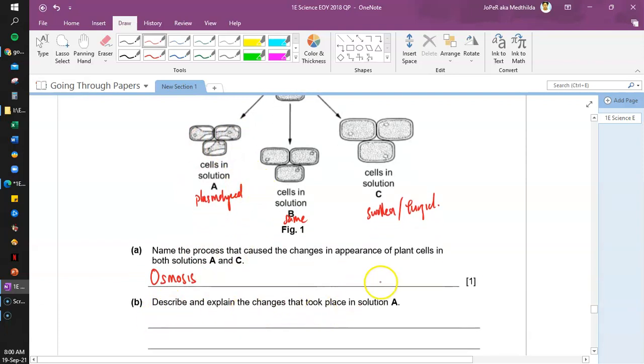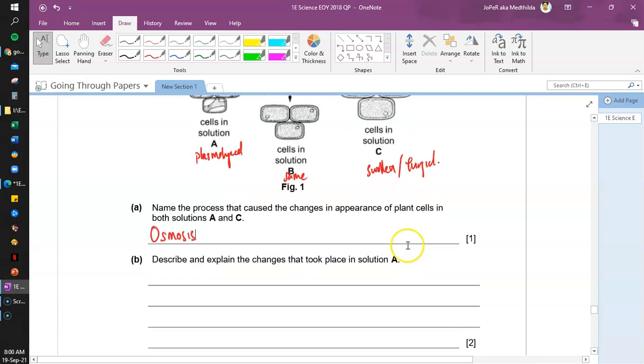Describe and explain the change that took place in solution A. Now, in solution A, the cells are plasmolysed. So how can this happen? Most probably it would be this: solution A has a lower water potential than the cell.